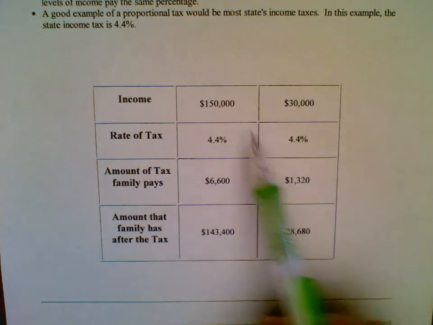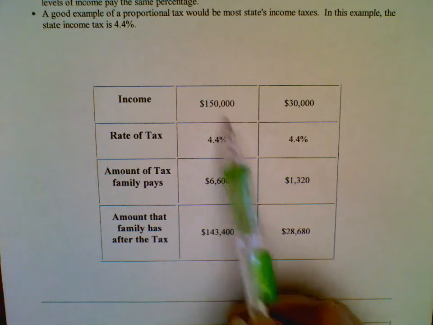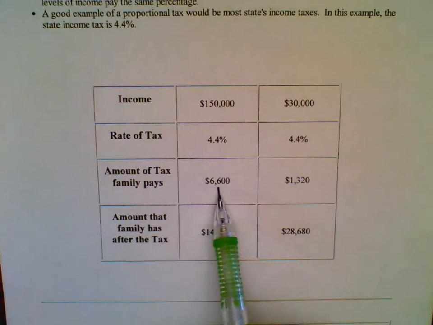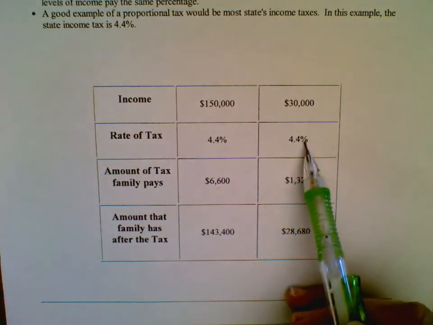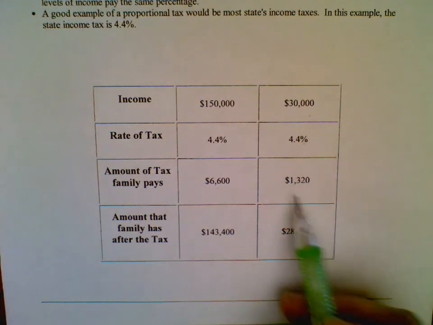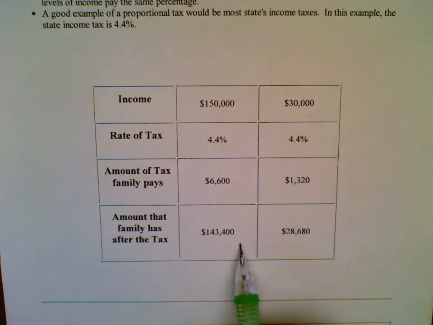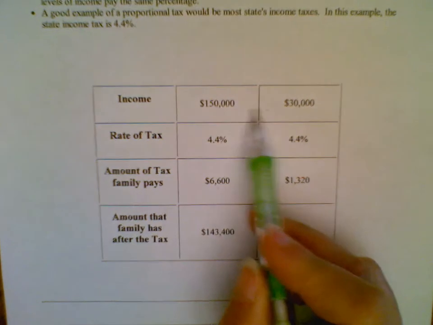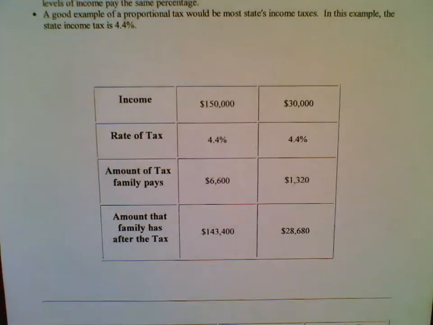So in this situation, you have $150,000. They're going to take 4.4% of your total income, which is $6,600. In this case, they're going to take 4.4% of your $30,000, which is $1,320. And so this is how much you have left over after they take that tax. So everyone is paying the same proportion on their income, which once again is different than the sales tax, because most people don't spend 100% of their income on things that they have to pay a sales tax on.